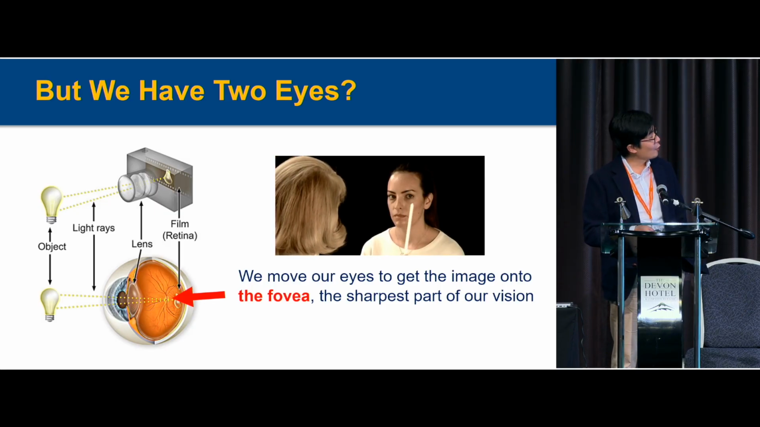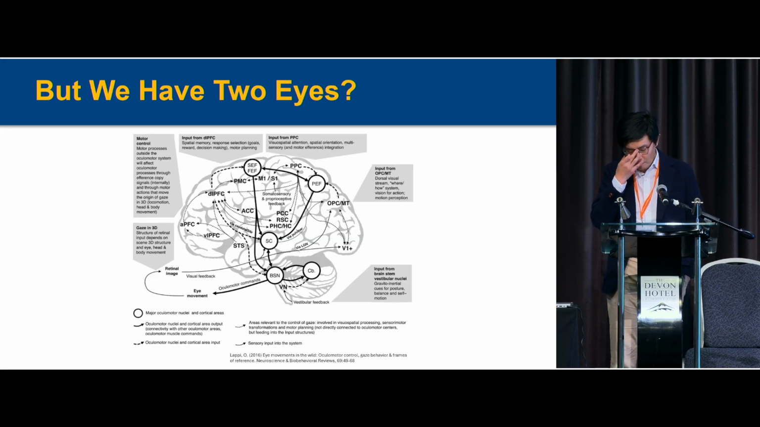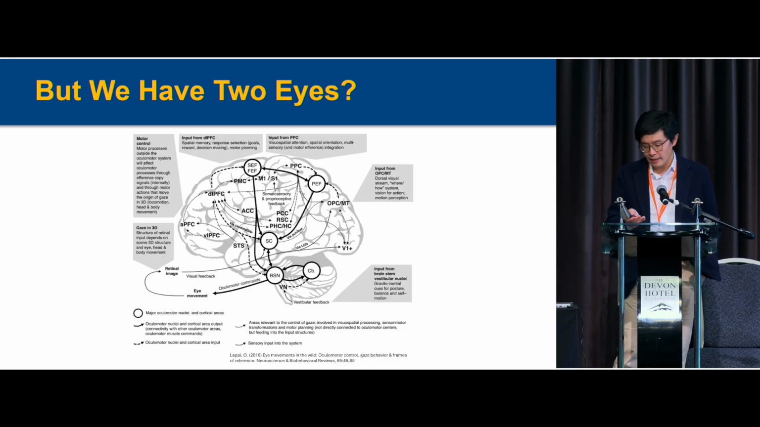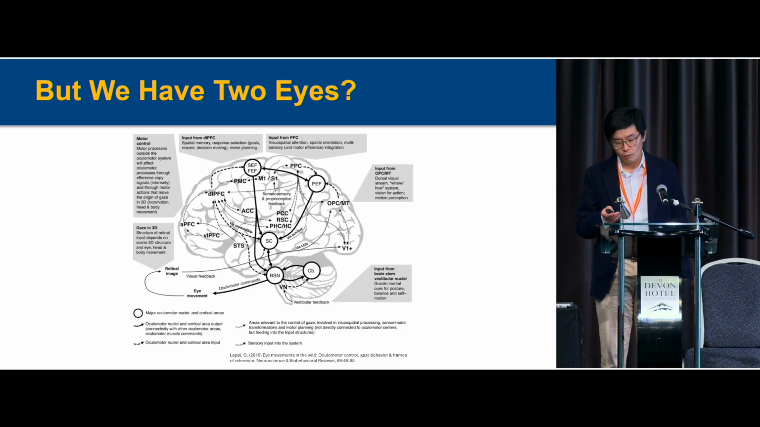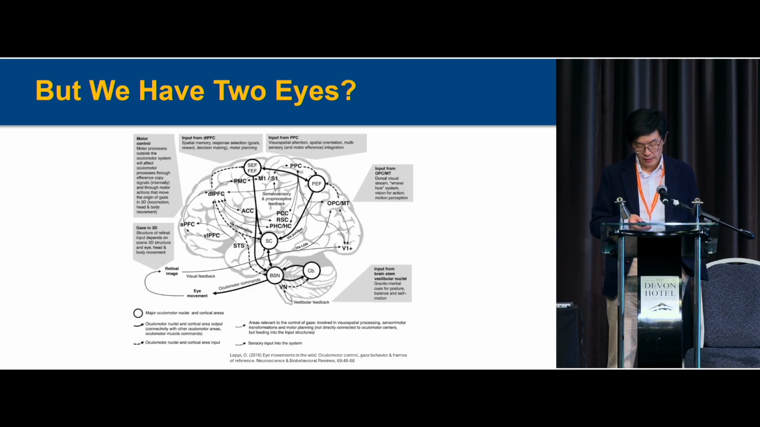I'm not going to go through this next slide because this is all horribly complicated, but this is just to indicate that there are a lot of pathways involved in processing visual information, but also in getting our eyes into the right spot in order to get that light information into the brain.